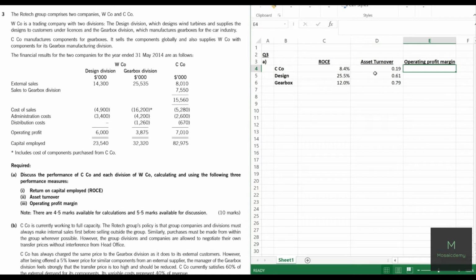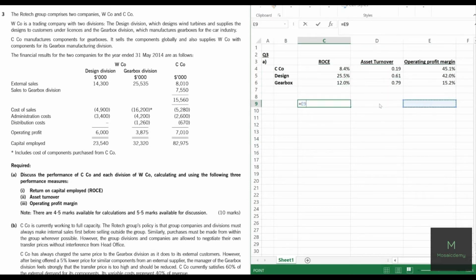And operating profit margin is simply operating profit over sales. So we'll have for CCO 7,010 divided by 15,560. Okay, and for design we'll have 6,000 divided by 14,300, and for gearbox we'll have 3,875 divided by 25,535. Okay, and this too is in a percentage. And remember the link between these three ratios we covered, right? So which of these two multiplied together gives us a third? It's the asset turnover times the operating profit margin, which gives us the return on capital employed.